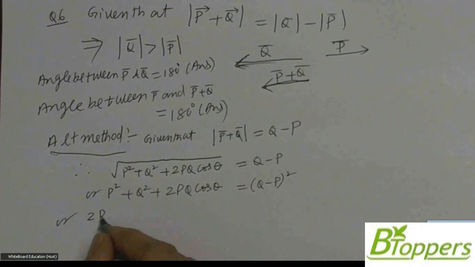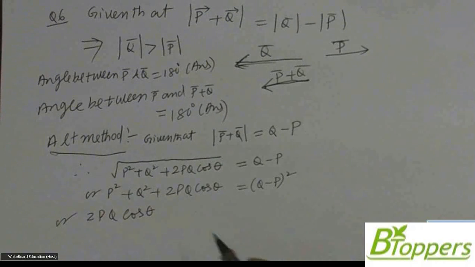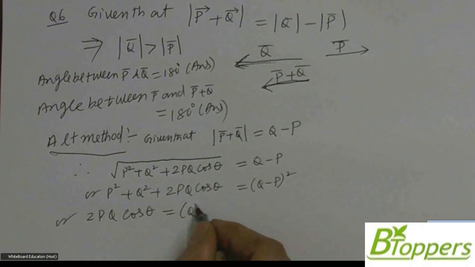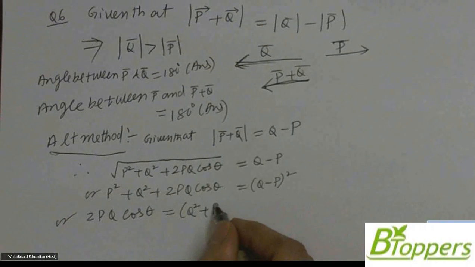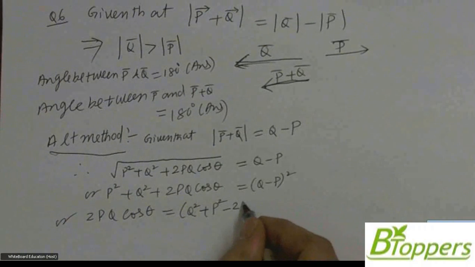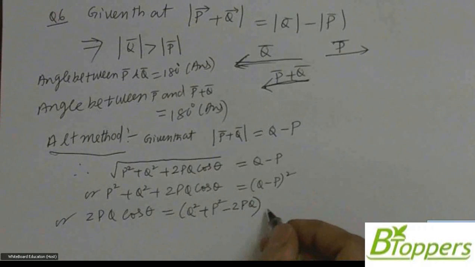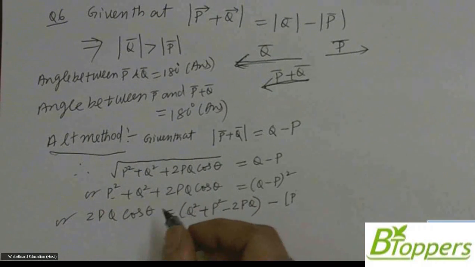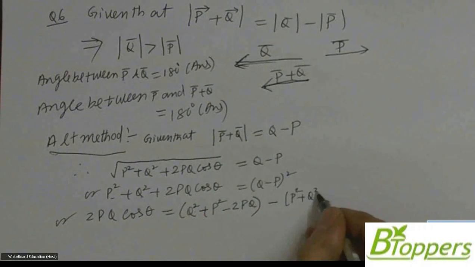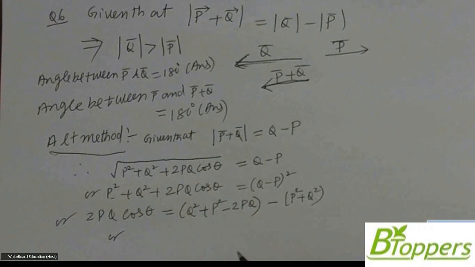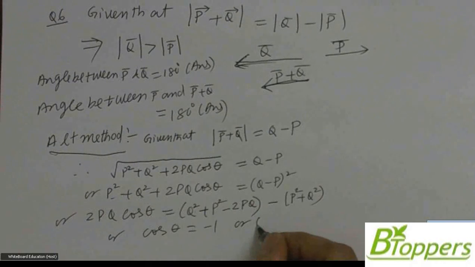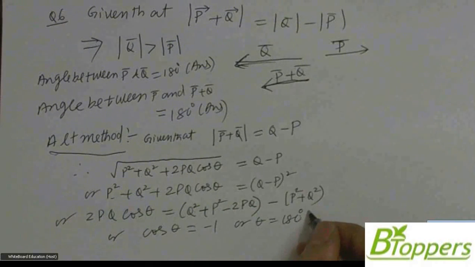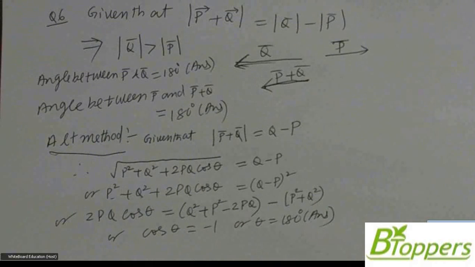Now solve for cos theta. 2PQ cos theta equals Q minus P whole square, which is Q square plus P square minus 2PQ, after carrying the first two terms, P square and Q square, from the left hand side to the right side. So you get cos theta equal to minus 1. You must know that the value of cos 180 degrees is minus 1. So theta is 180 degrees. That means the angle between P bar and Q bar is 180 degrees.